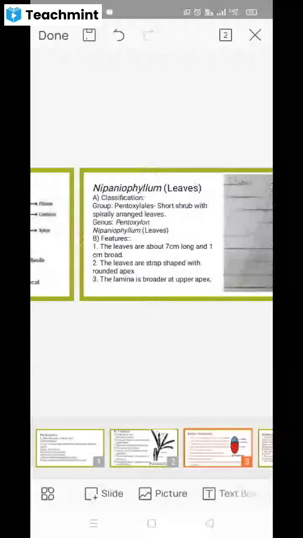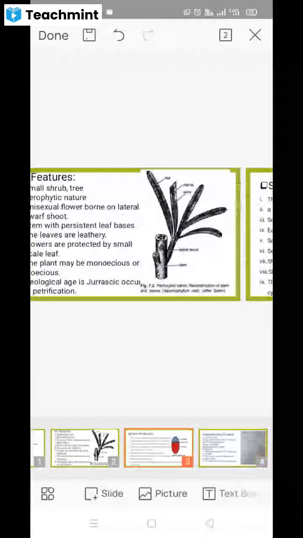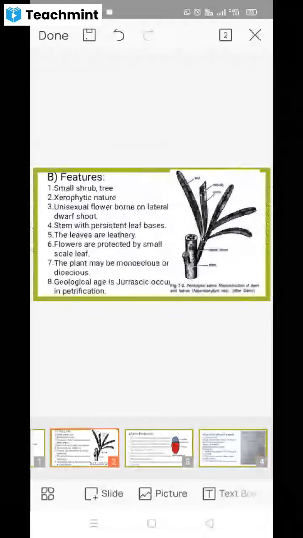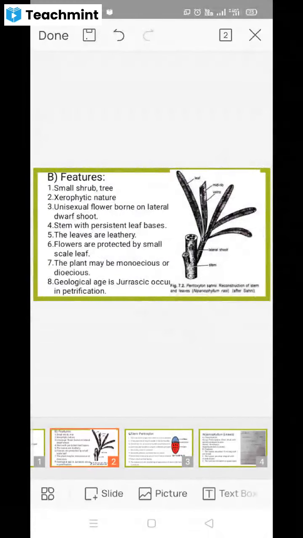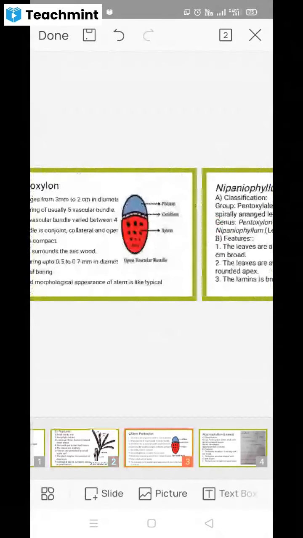Then the next one is Nymphaeophyllum. Nymphaeophyllum is nothing but the leaves of Pentoxylon. So first of all you have to see the leaf in this figure. Here you can see how the leaf appears. So this leaf is known as Nymphaeophyllum. First of all you have to write about the group and genus.